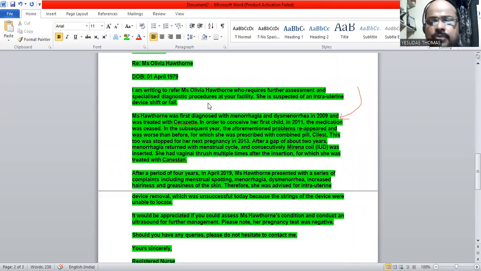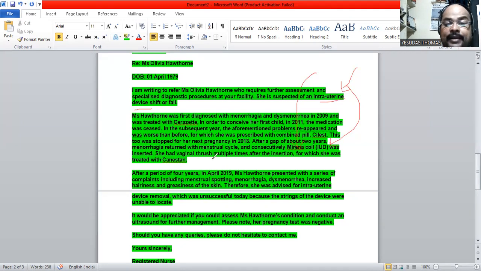Menorrhagia returned with the menstrual cycle and consecutively Mirena coil. We have written IUD in brackets because we have already mentioned the full form, intrauterine device, in the purpose paragraph. So we don't need to mention intrauterine device every time. We can say it is an IUD in brackets. We use the name Mirena coil, and IUD is mentioned in brackets. It was inserted.